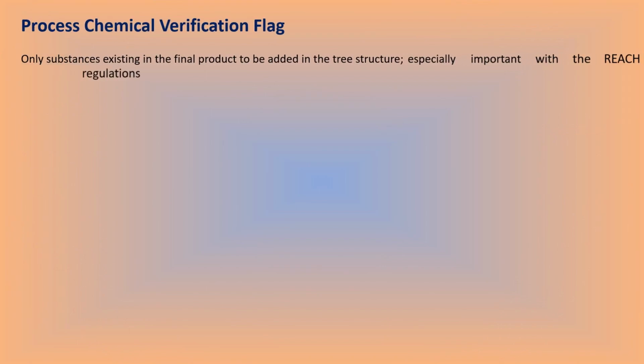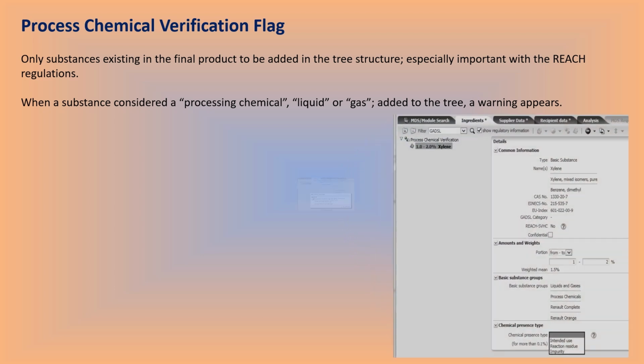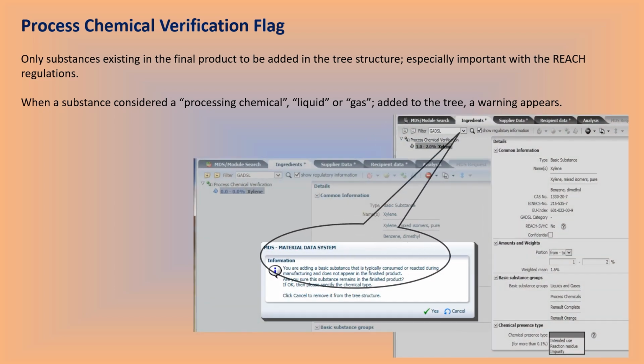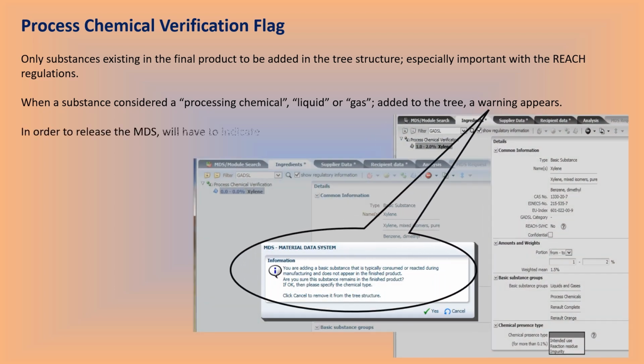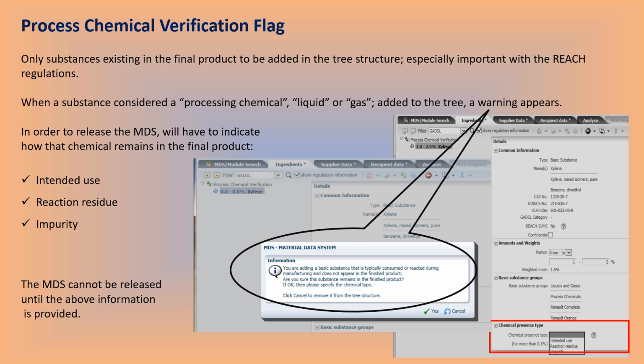Process chemical verification flag. Only substances existing in the final product are to be added in the tree structure as per REACH regulations. When a substance considered a processing chemical, liquid or gas is added to the tree, a warning appears. In order to release the MDS, we have to indicate how that chemical remains in the final product. Is it an intended use? Or a reaction residue? Or due to impurity? The MDS cannot be released until this information is entered.